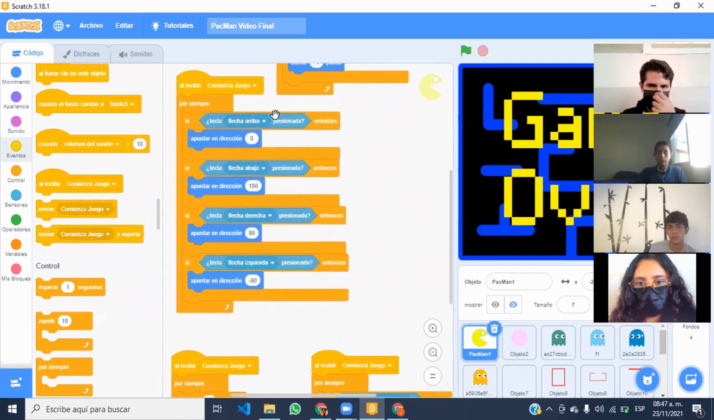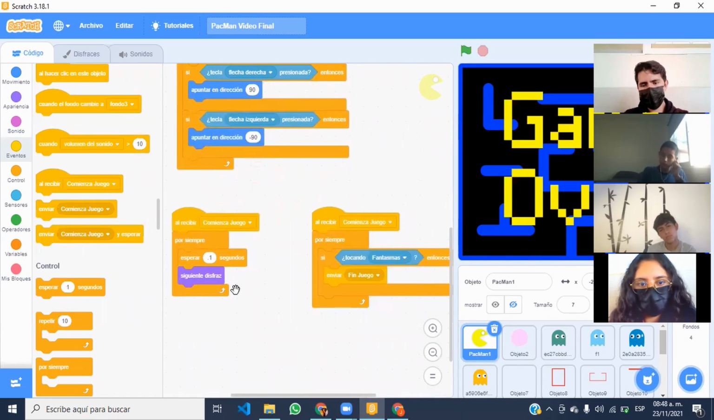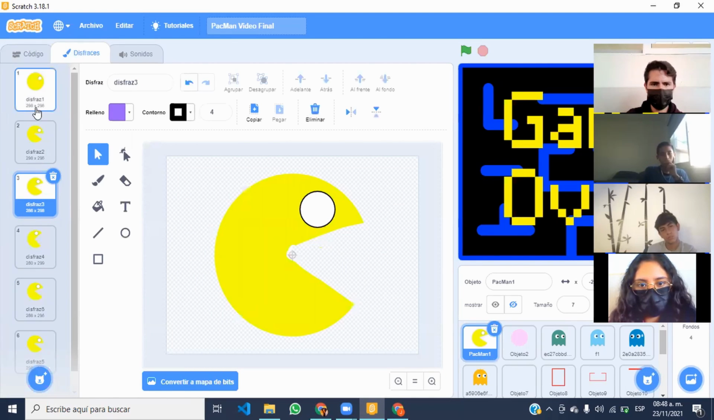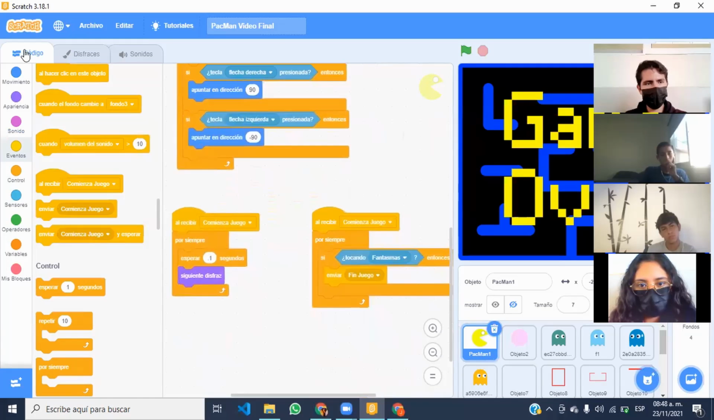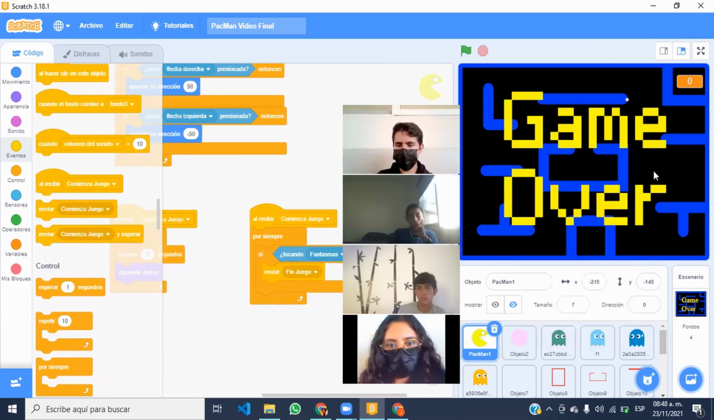In this part, we ask the computer if the person that is playing touches the key left, right, up, or down, the Pac-Man moves in that direction. And in this part, we show the different appearances that Pac-Man has. For example, it has different appearances that we made, so the Pac-Man can move smoothly and open and close its mouth. And finally, with Pac-Man, if a ghost touches the Pac-Man, the game is over. And if the game is over, this screen is going to be shown.